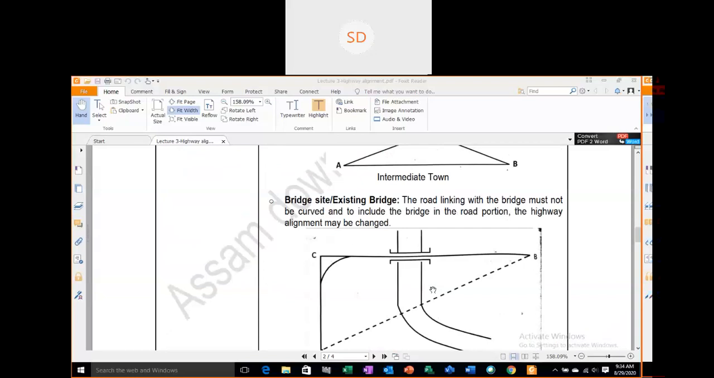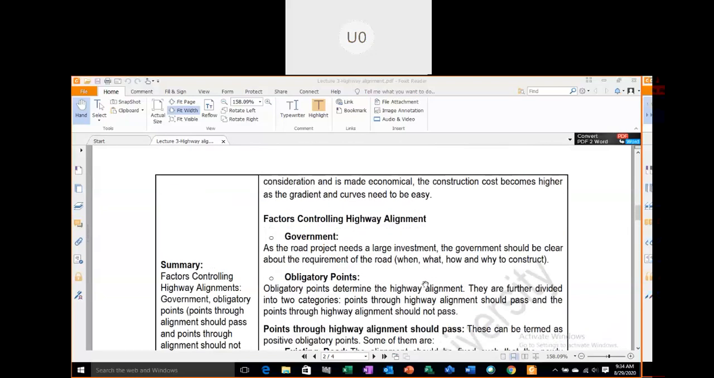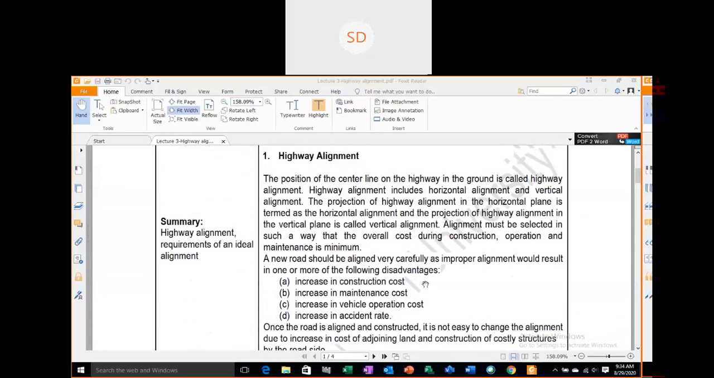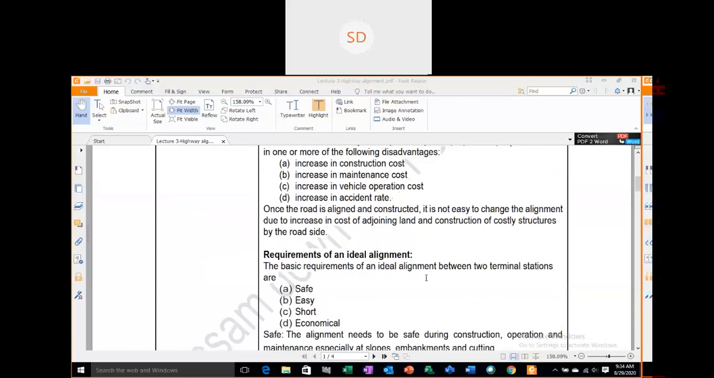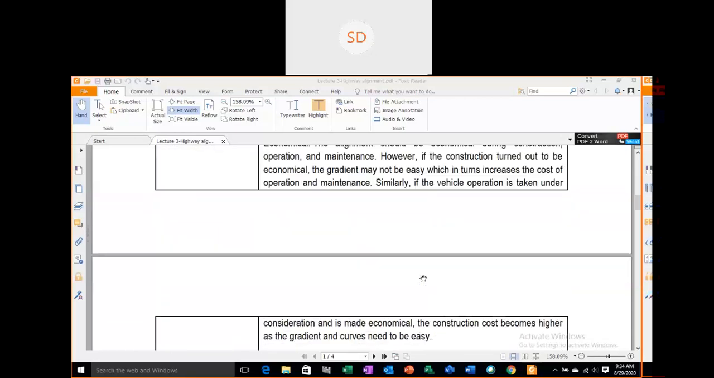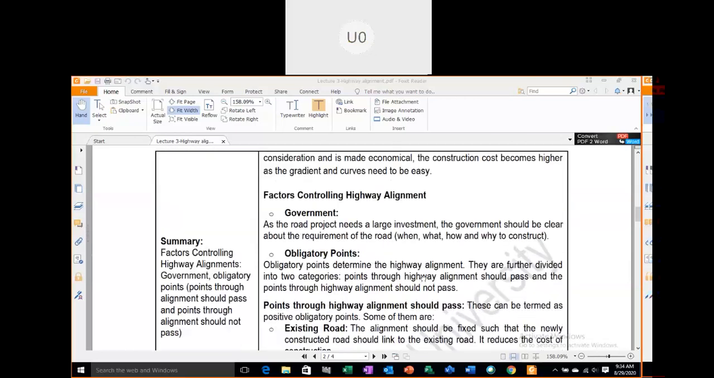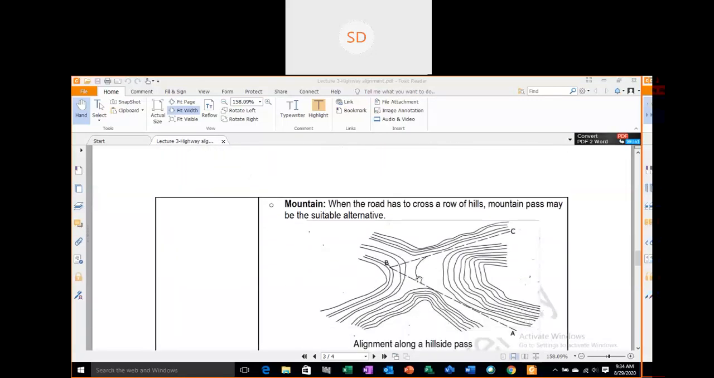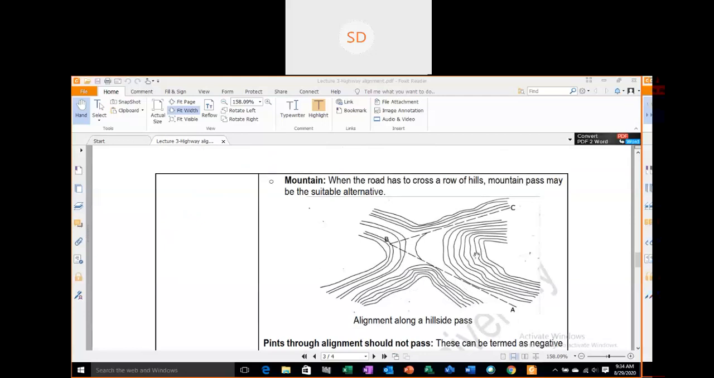Sir, yes, sir, can you repeat the alignment part again? Alignment. Which portion? Highway alignment, the definition of the alignment. No, sir, there was one structure, with the topography of the area. Okay, this one. Yes, sir.